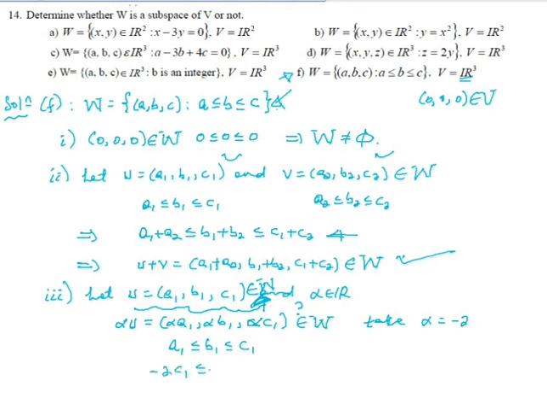-2C1 less than or equals to -2B1 less than or equals to -2A1. The inequality is reversed. So U is in W and alpha is an element of real numbers, but alpha times U is not an element of W. Therefore W is not a subspace. It's not a subspace.